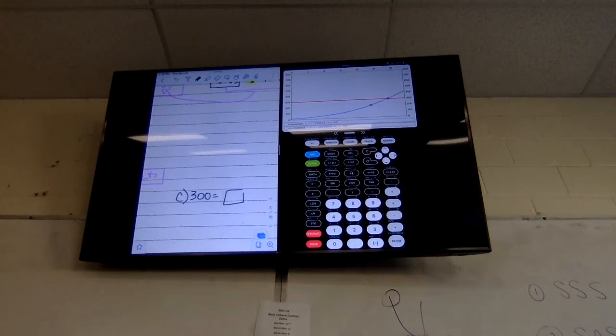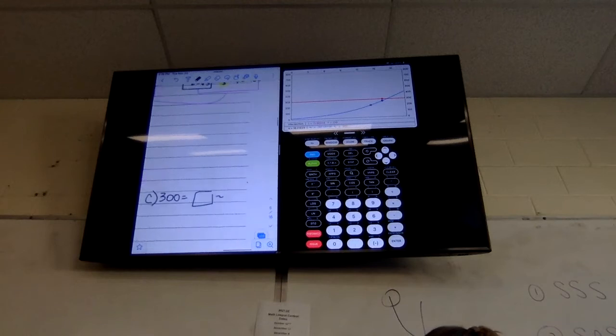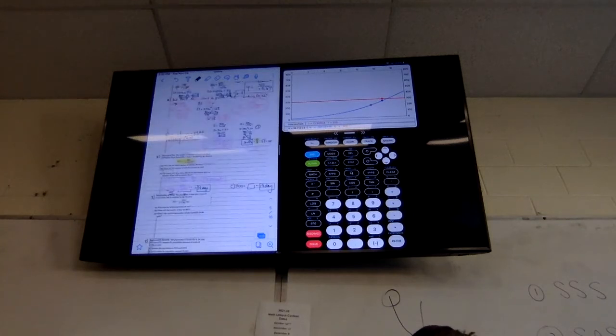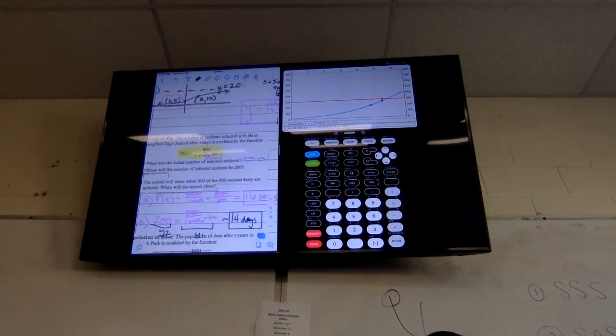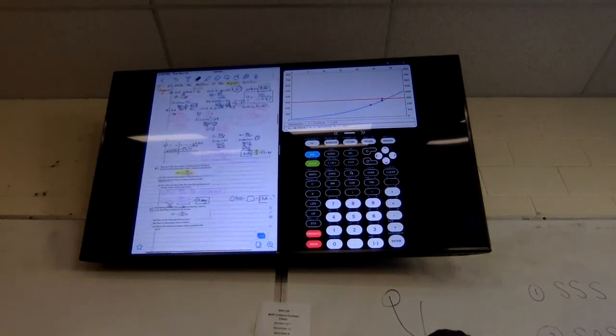I believe it's 17. It's like 16.9 something, so it's approximately 17 days. Anyone, can you confirm or deny? Intersection is 17. Did you put 300 in for your other Y2? I thought it was 200. We did a new problem. So the next part, letter C, that's what we did for letter B. You're perfectly right for that. But then letter C says the school will close at 300. So you just put 300 instead of 200. Yep, and then you see it's a new intersection point.